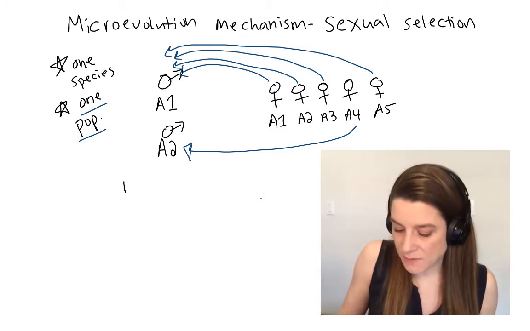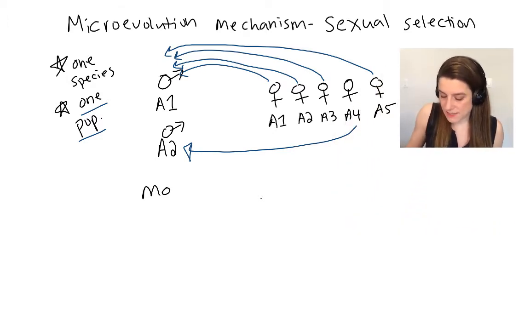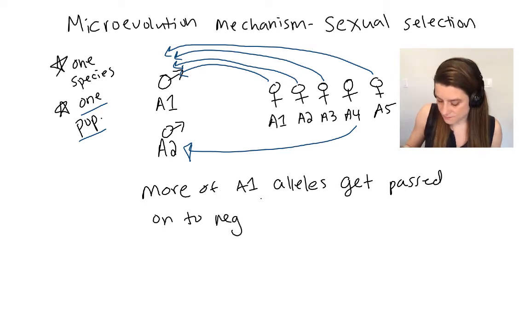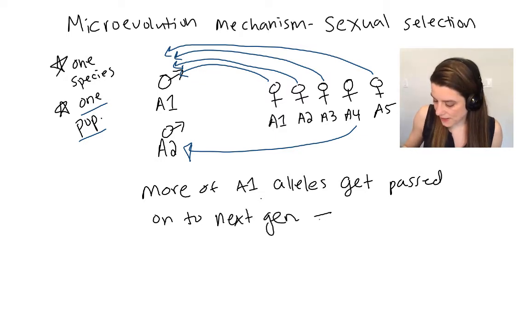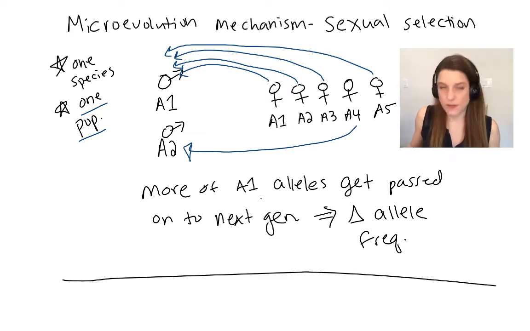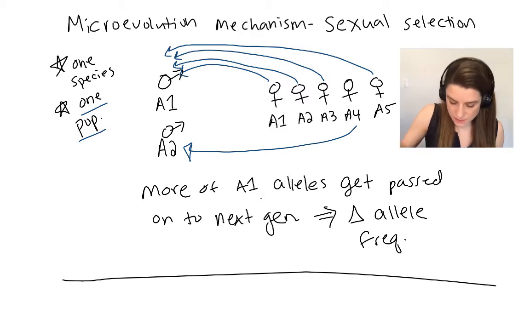So what does this in the end mean? It means that more of the A1 alleles get passed on to the next generation, and thus we have changes in allele frequency, and thus microevolution. Okay, so this is where you have, in the context of microevolution, sexual selection. You can pause that and write this down if you need to.